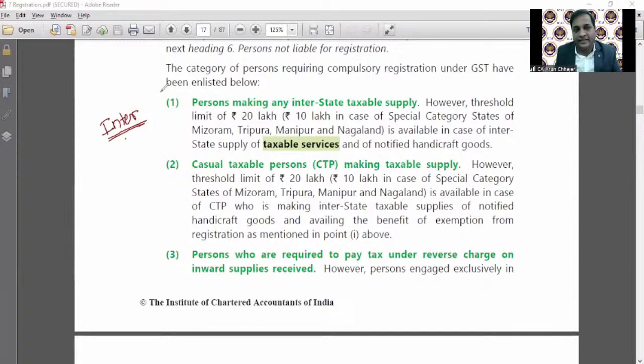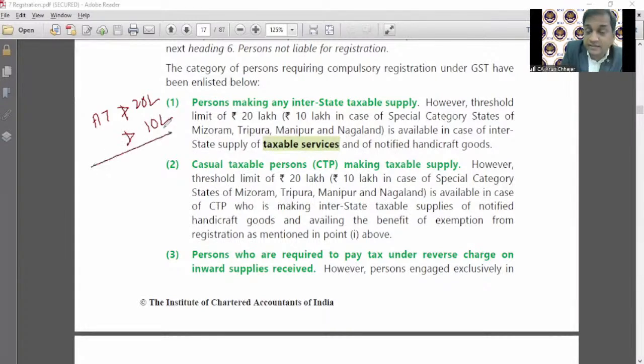I can provide the supply of the service from one state to another state without taking registration, as long as my turnover does not cross the threshold limit. If my aggregate turnover does not cross 20 lakhs or 10 lakh, I can provide the service from one state to another.